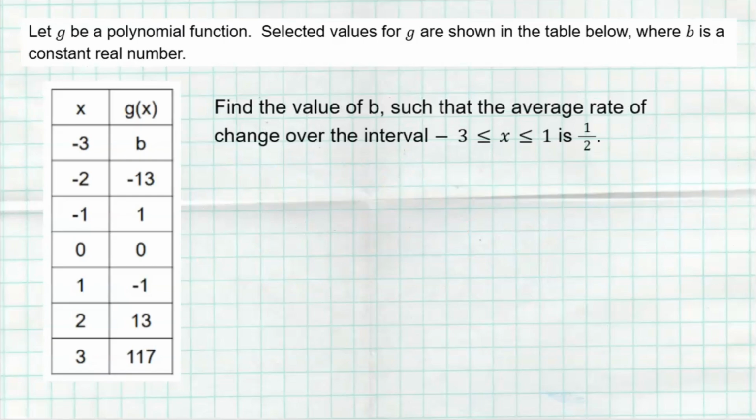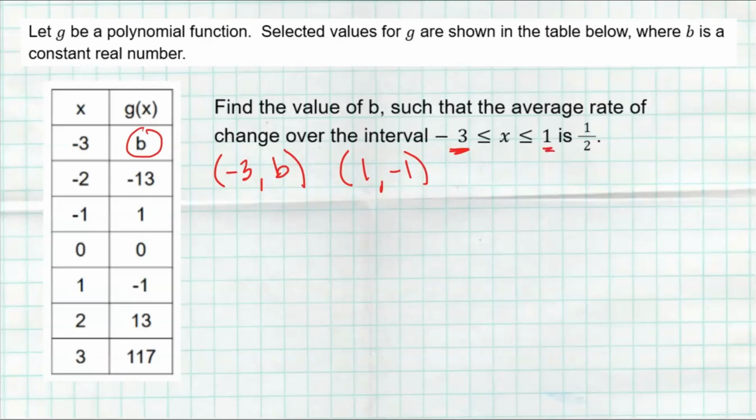And the next question says to find the value of b such that the average rate of change over the interval -3 to 1 is 1/2. Okay, so basically we know the average rate of change, but we don't know one of the output values right here. So I'm just going to create a little equation. Our first point is (-3, b), and of course, the b is what we're looking for. And the second point is going to be (1, -1), that's looking for that interval from -3 to 1.